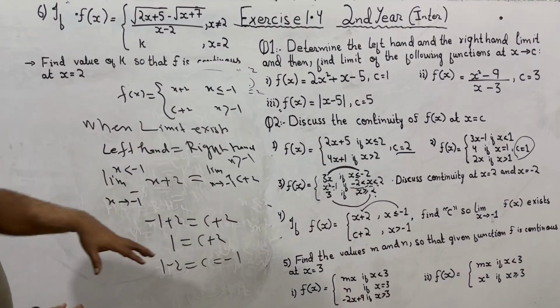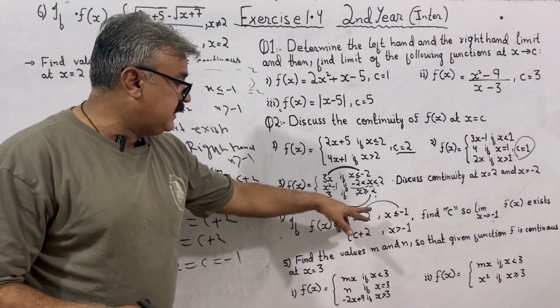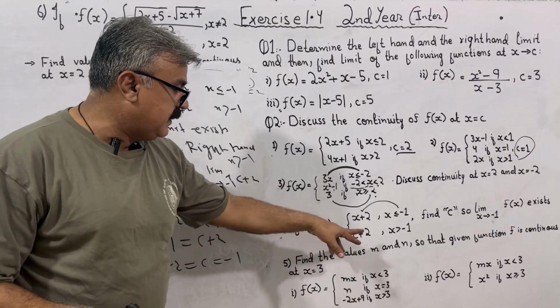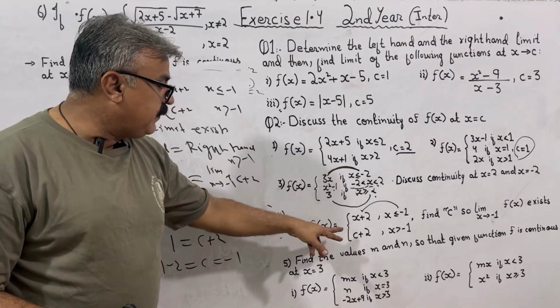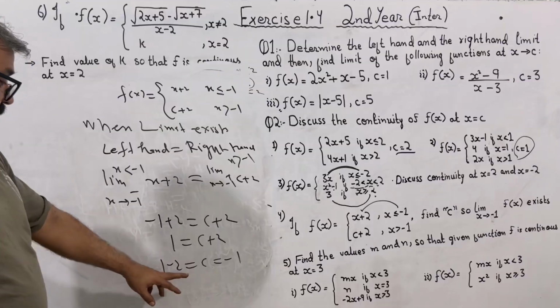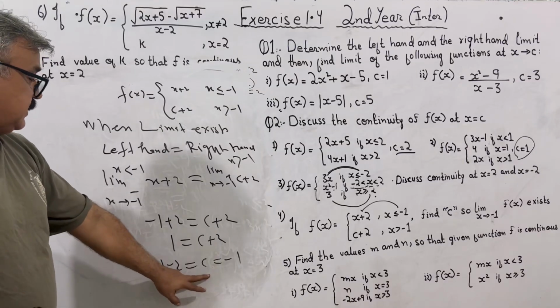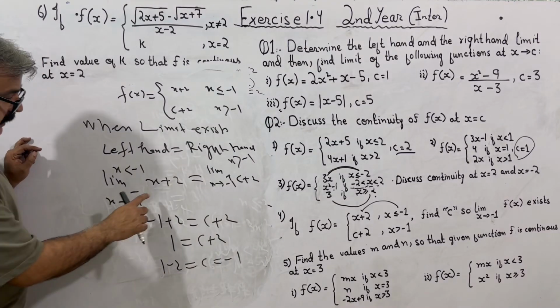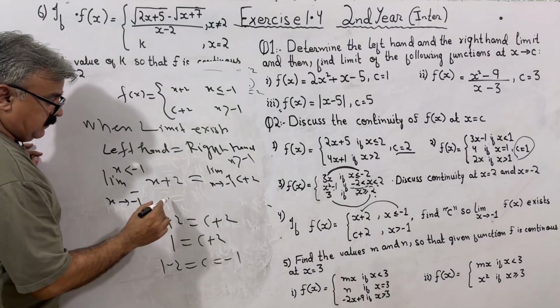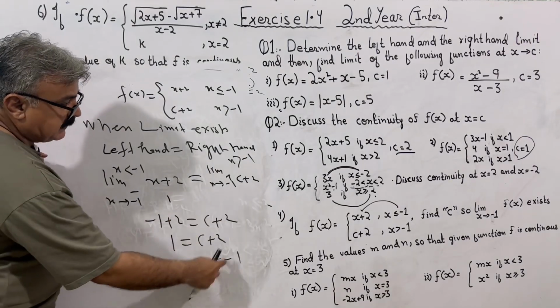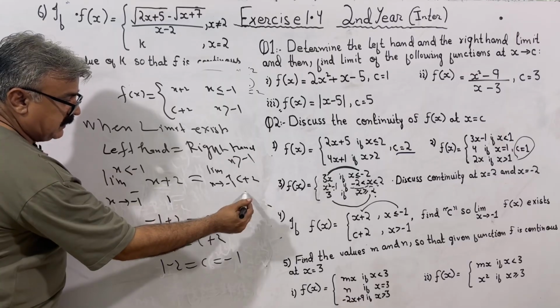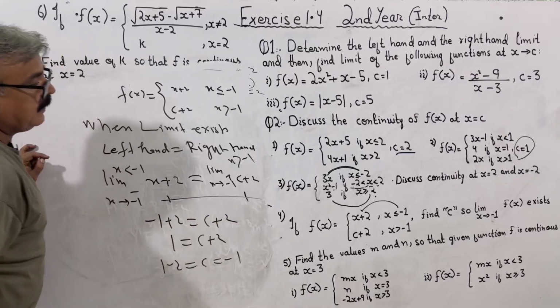If the limit exists, f of x is x plus 2 when x is less than or equal to minus 1, and c plus 2 when x is greater than minus 1. Then c is equal to minus 1. Look at this: put x equal to minus 1 here, minus 1 plus 2 is 1. If c is minus 1, put it here: minus 1 plus 2 is also 1. One can verify.